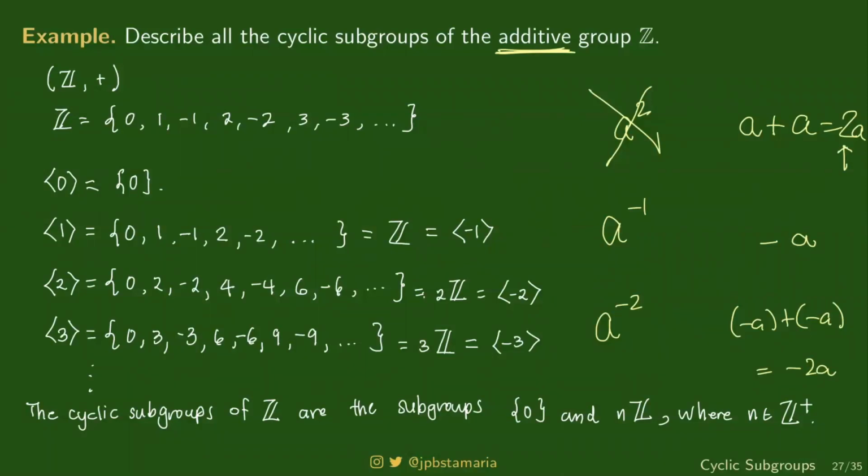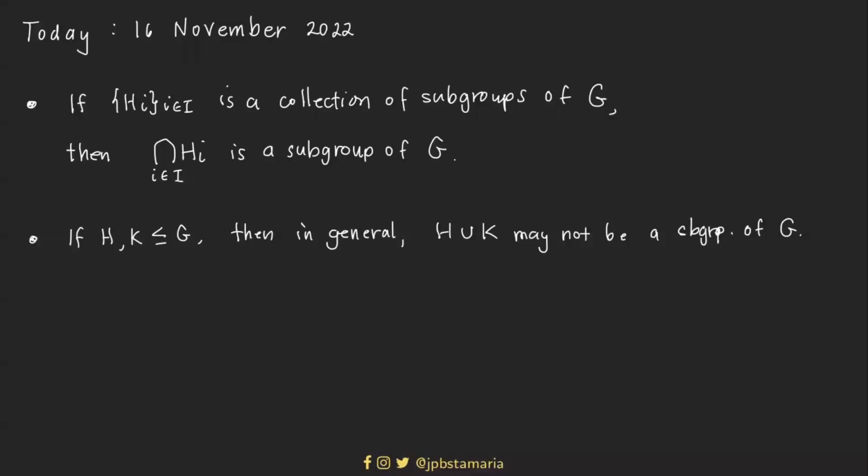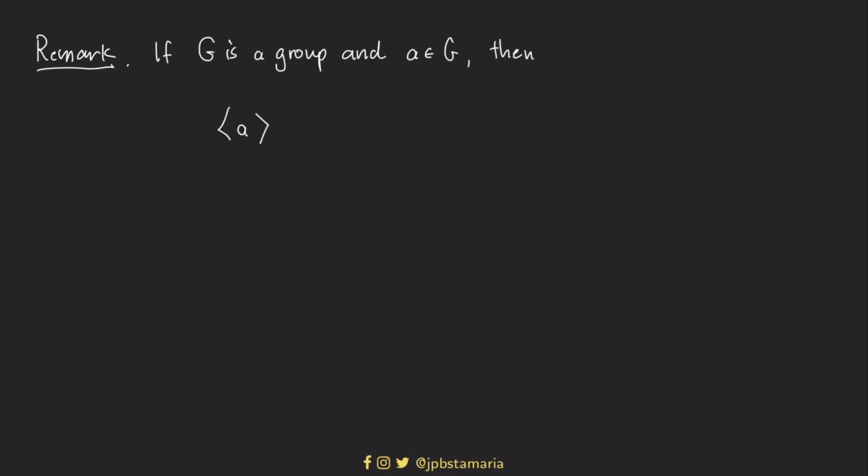Did you get this example? And did you get my conclusion? Okay. So, may I just give the following as a remark? Kasi I don't think this is in the slide. Kasi na-observe natin ito eh. If G is a group, and a is an element of G, then the subgroup that is generated by a is the same as the subgroup that is generated by its inverse.